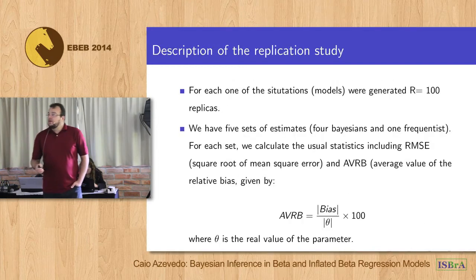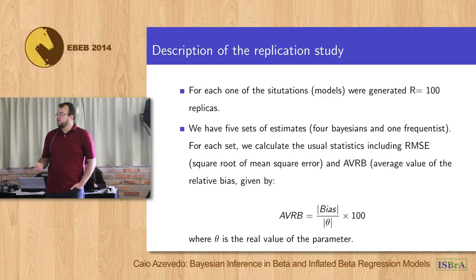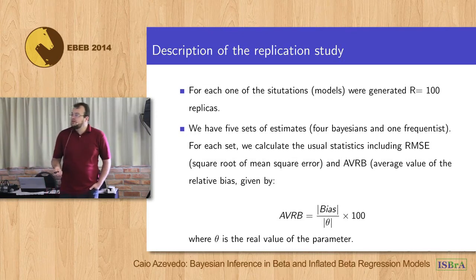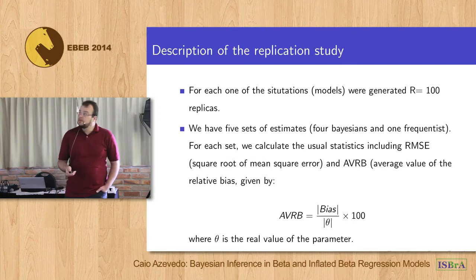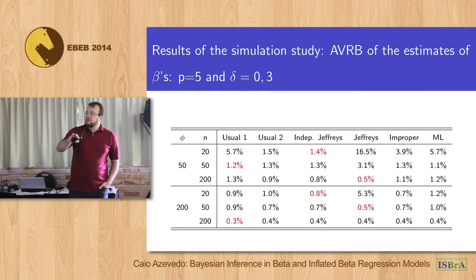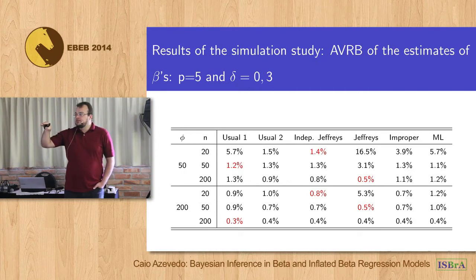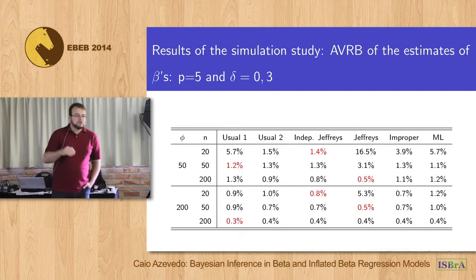So we consider the usual statistics to compare the accuracy of estimators: the square root of the mean square error, and the average value of the relative bias. Okay. So in red you can notice, for each situation, the set of estimators that presented the most accurate results.